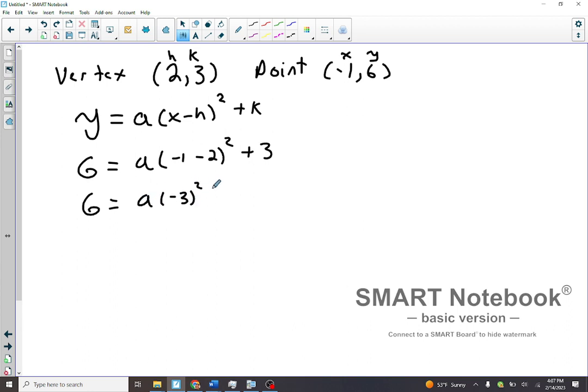Negative 3 squared plus 3. 6 equals 9a plus 3. 3 equals 9a. a equals 1/3.